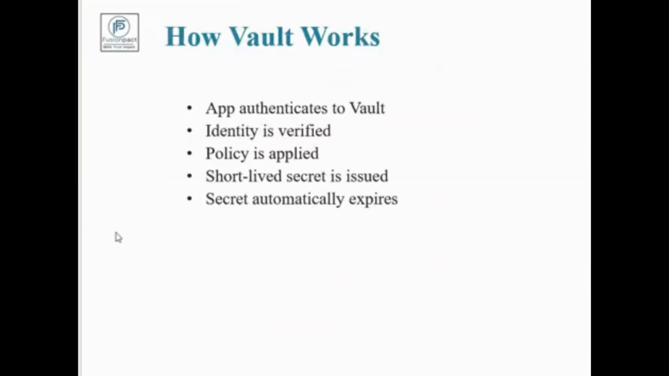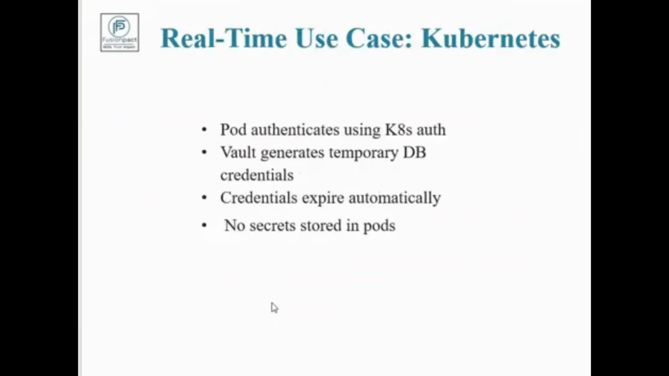And how does it work? The application authenticates to Vault. Vault verifies the identity of the application using a predefined policy, and with that policy, it will issue a short-lived secret. That secret automatically expires and is automatically revoked, so that we can reduce the risk. Whenever it issues a short-lived secret, after its work is done, it automatically expires so that we can reduce the risk exposure.